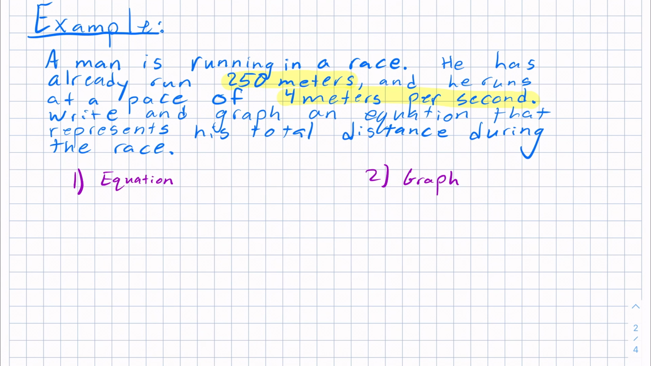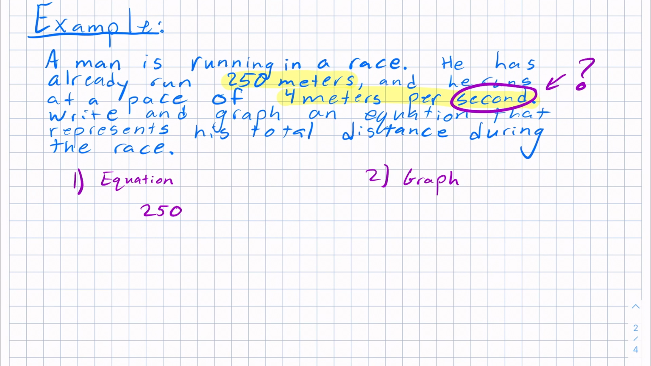So if he's already run 250 meters, well, then that's not a variable. That's something that I know. So I'm just going to go ahead and write down 250 meters. That's not changing. So if you're thinking in terms of coefficients and constants and all that stuff, this would be a constant because it's already been done. But then it tells me that he runs at a pace of 4 meters per second. Now, the seconds is the part that's interesting because I have no idea how many seconds he's going to run next, right? So that's a part that's a variable.